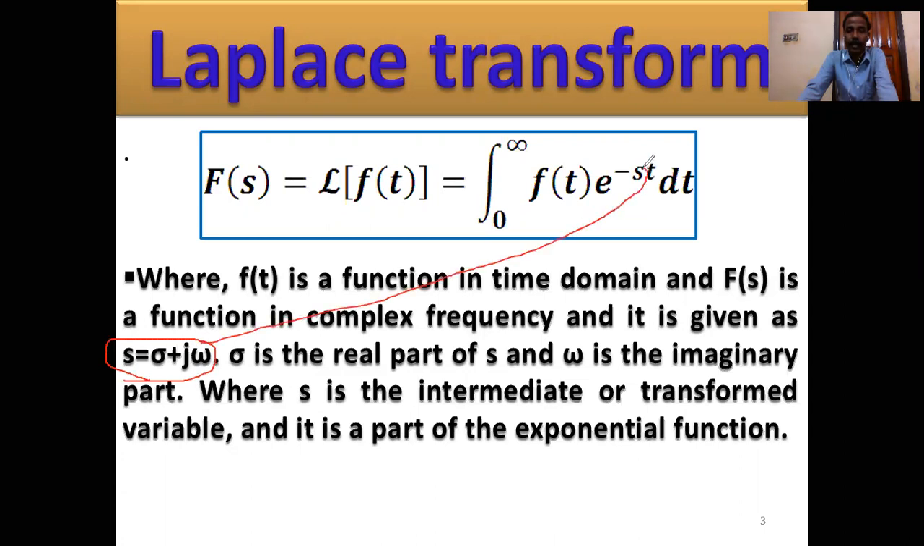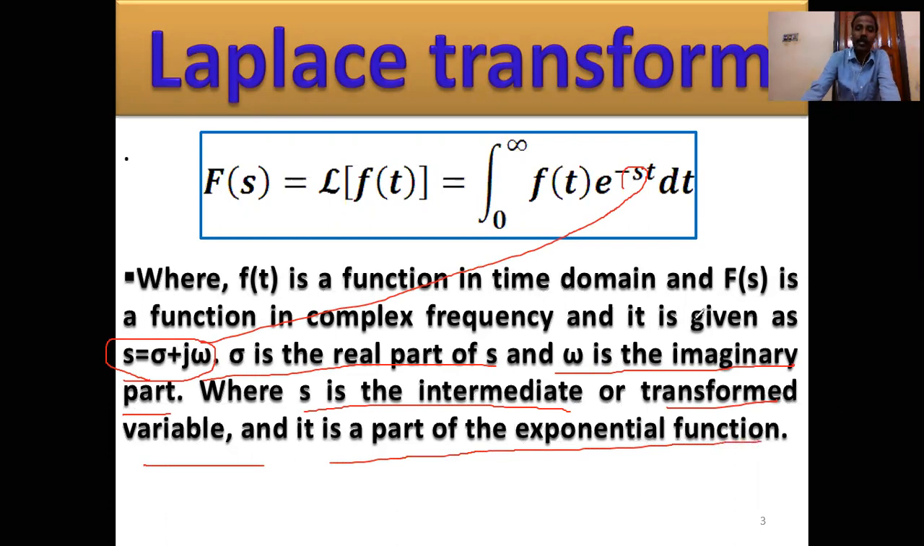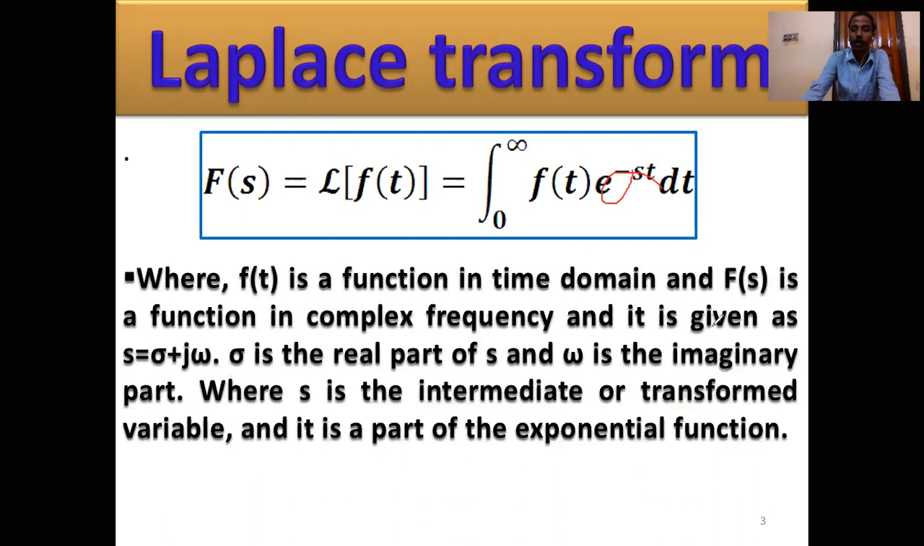This is the s. Sigma is the real part of s, and omega is the imaginary part of s, where s is the intermediate or transformed variable, and it is a part of the exponential function. The unit of sigma is neper per second, and the unit of omega is rad per second. So this is the Laplace transform definition.